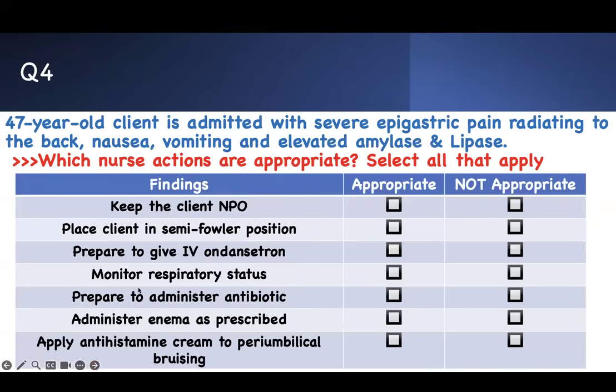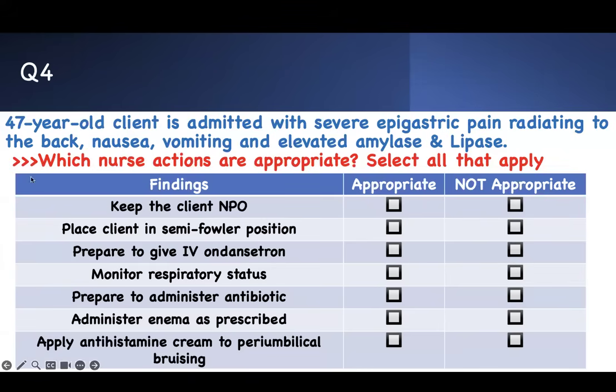Another table from the standalone, trying to help you get your guardrails steady. And then when you see this question, you step back and say, Adaptive class already trained me. A 45-year-old client is admitted with severe epigastric pain. Buzzword: epigastric pain, right in the middle. Where does it go? Back, radiating to the back. What is happening? Nausea, vomiting, lipase elevated, amylase elevated.